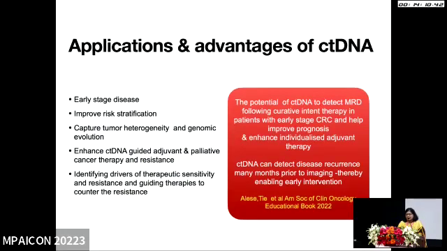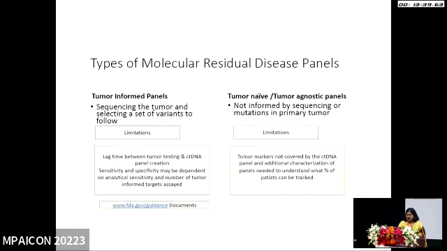So just to reiterate, early stage disease: to improve the risk stratification as far as screening is concerned, capture tumor heterogeneity and genomic evolution, enhance the circulating tumor DNA guided adjuvant and palliative cancer therapy. I'll be talking a little bit more about this aspect. We know about the landmark articles during the last ASCO and ESMO of ctDNA in molecular residual disease, which has now created waves amongst the oncologists. They want this test. So we'll look at that as well.